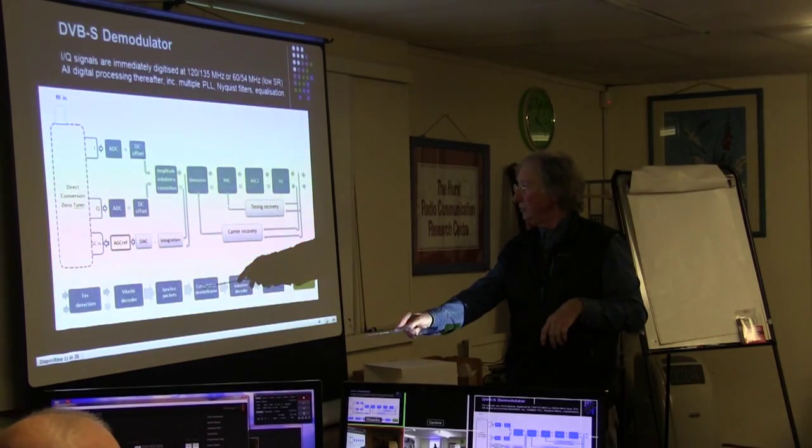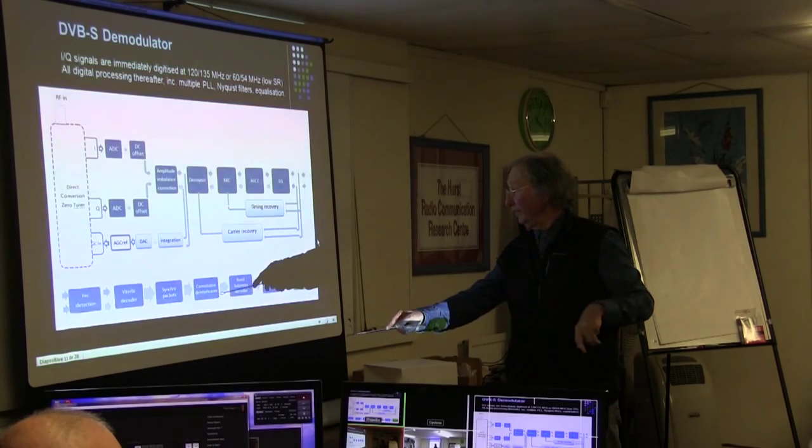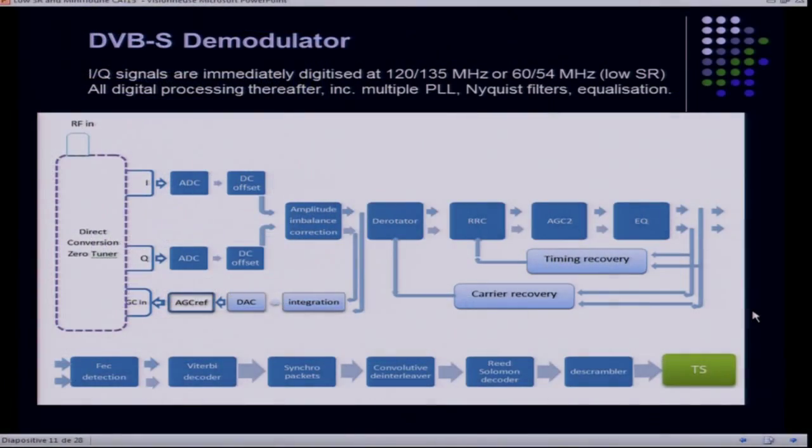We need to deinterleave them. There will be a Reed-Solomon decoder that will change the 240 byte packet into a packet of 188 bytes. And after the descrambler, you will have the transport stream.